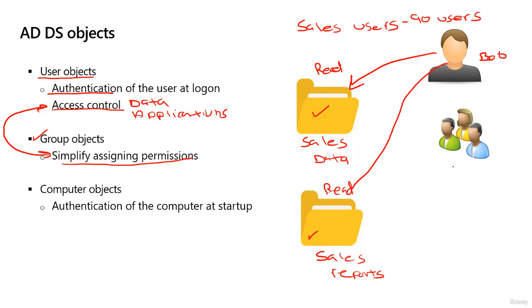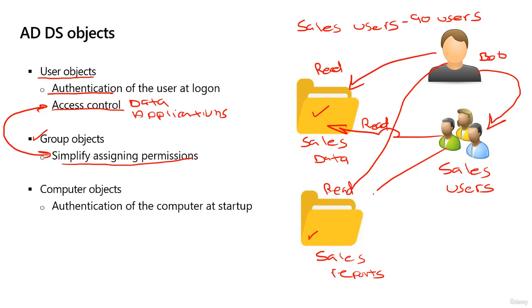So let's say this group here is sales users. I would simply make Bob a member of this group, along with the other 89 users that work in sales. So all 90 sales users are a member of the sales users group. Now, I will take this sales users group and assign it the correct permission. So we'll say read permission. It gets assigned permissions for both of these objects. Now, I'm pretty much done.